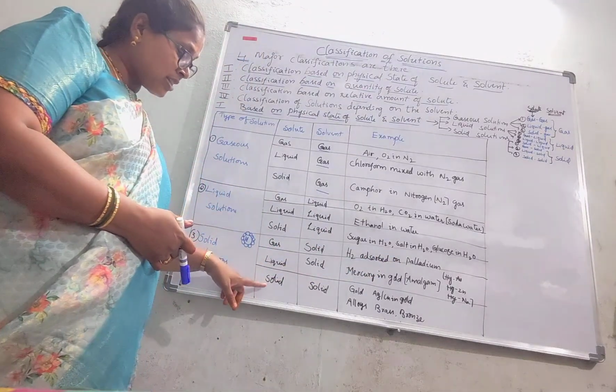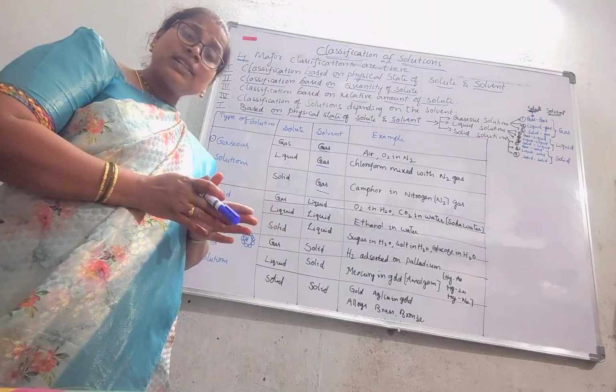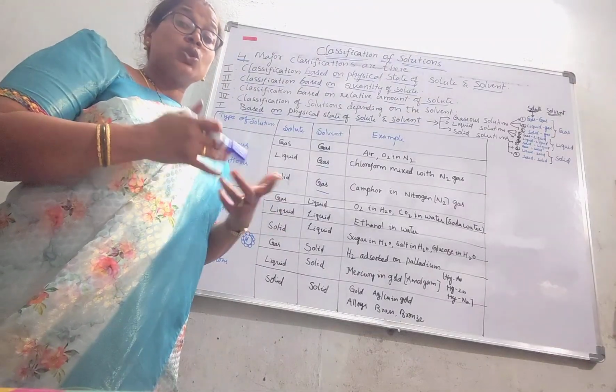Next, the last one, that is solid in solid type. In this case, both solute and solvent are solids only. Okay now.